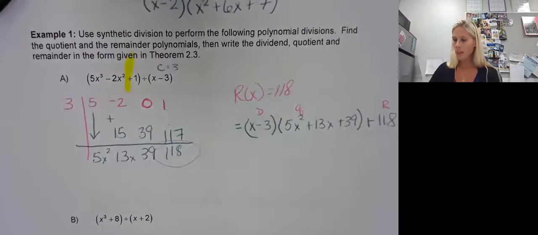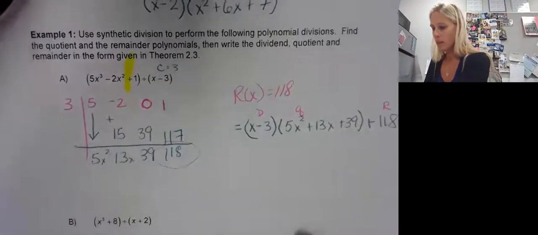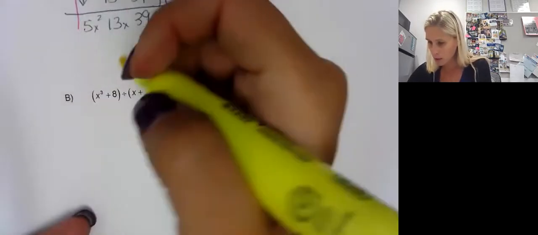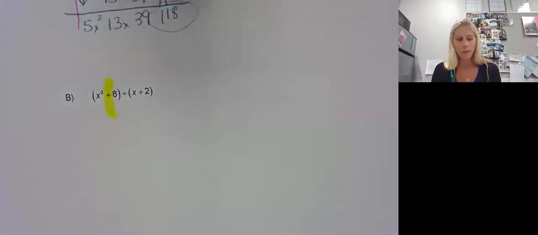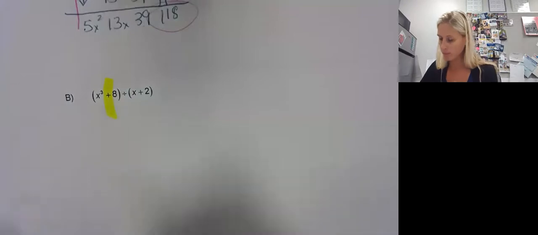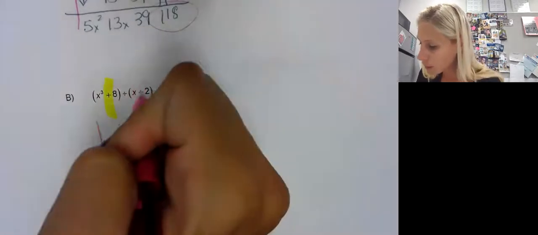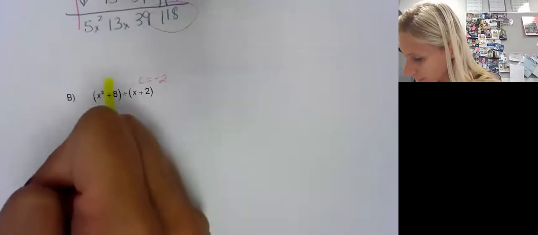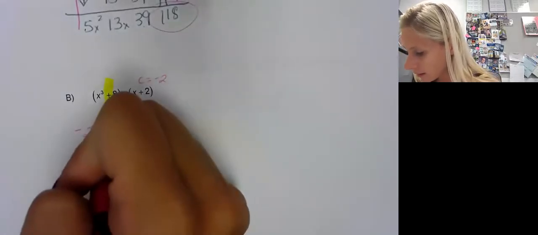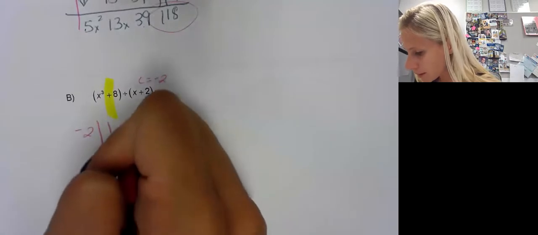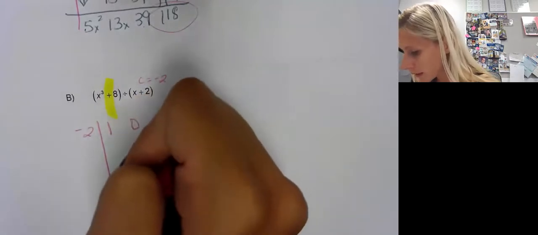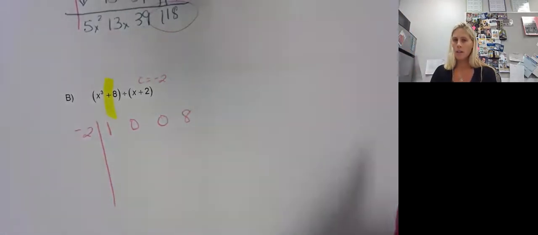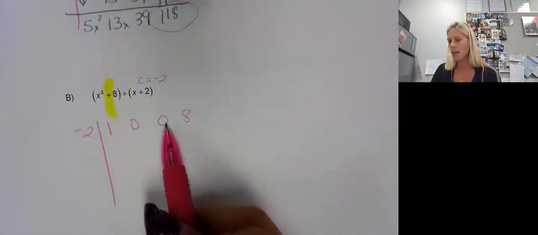Okay. Let's try another one. Okay, be careful. We're missing some things here, right? We're missing a bunch. So let's keep that in mind as we write it down. So in this case, our C is -2. So I'm going to put -2 here. And see, 1x cubed, 0x squared, 0x and then 8. Okay, x cubed, x squared, x, and 8.